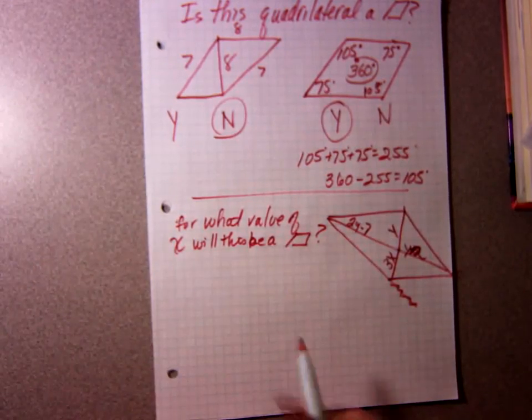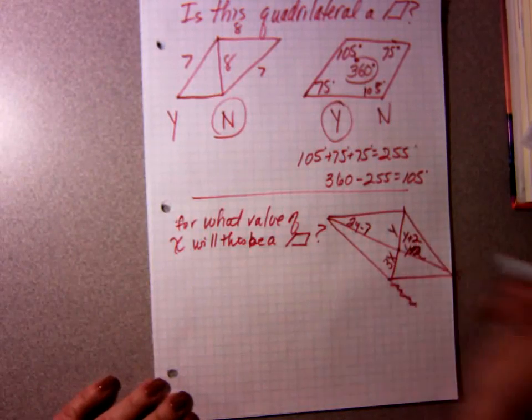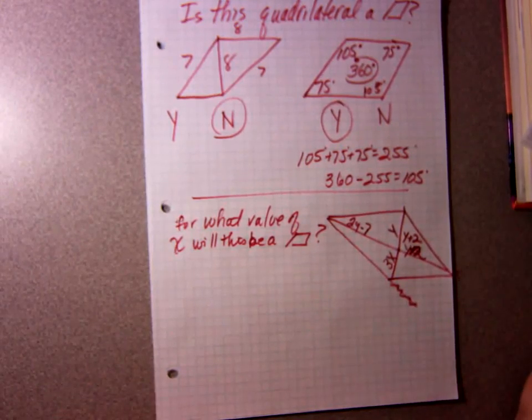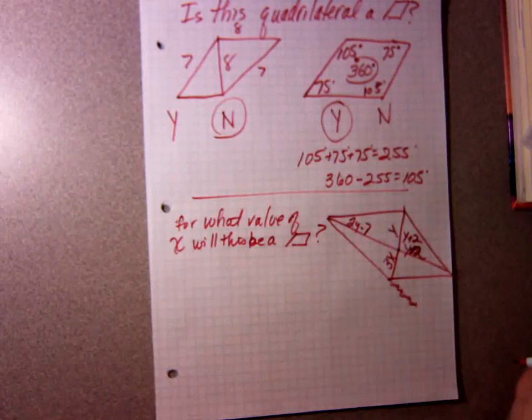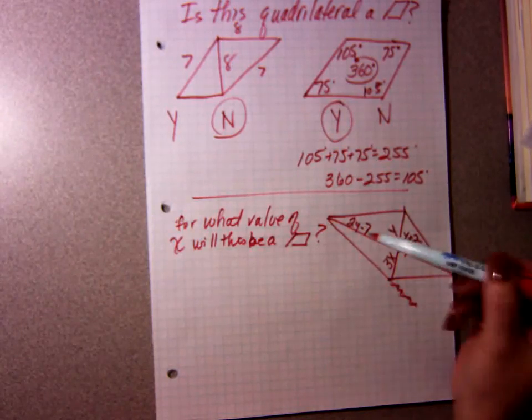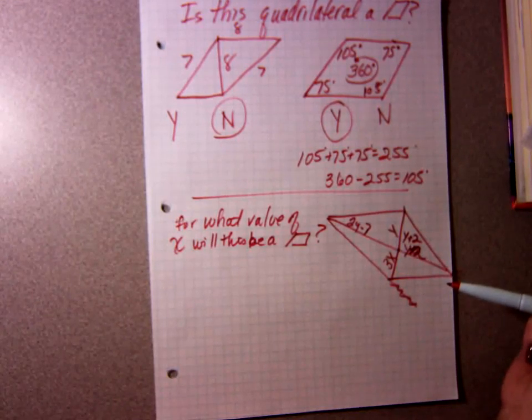So what do we have and what do we know? I can't read this, sorry. Y plus 2. We have the diagonals, and that's all we have. We don't know anything about the sides. We don't know anything about the angles. So we do know the theorem that tells us that if these diagonals bisect each other, then the quadrilateral is a parallelogram.